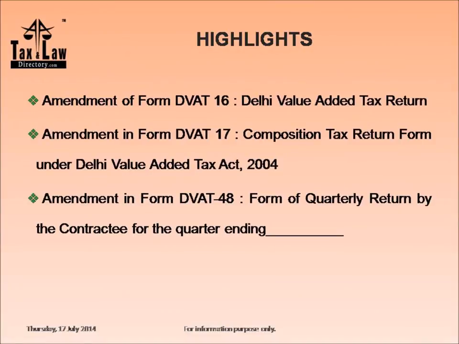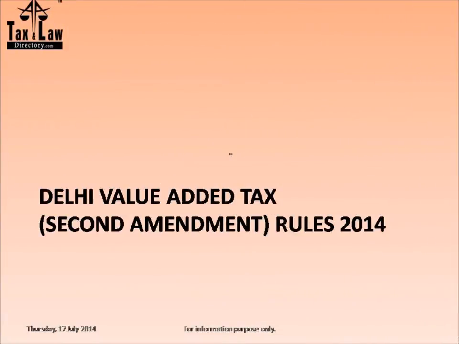Amendment of Form DVAT 16, Value Added Tax Return. Amendment in Form DVAT 17, Composition Tax Return Form under the Value Added Tax Act 2004. Amendment in Form DVAT 48, Form of Quarterly Return by the Contractor. Now let's discuss the Value Added Tax Second Amendment Rules 2014 in detail.